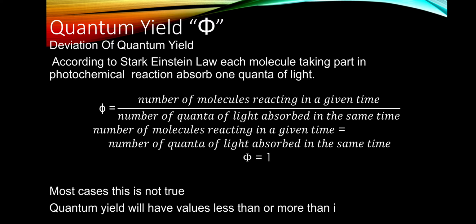According to the Stark-Einstein law, each molecule absorbs 1 quantum of light. So if 100 molecules are there and 100 quanta of light are absorbed, 100 molecules should react. But actually that is not the case. If that were the case, quantum yield would always be unity, because the number of molecules reacting in a given time would be equal to the number of quanta of light absorbed in the same time. But in most cases this is not true. It will be either less than 1 or more than 1.